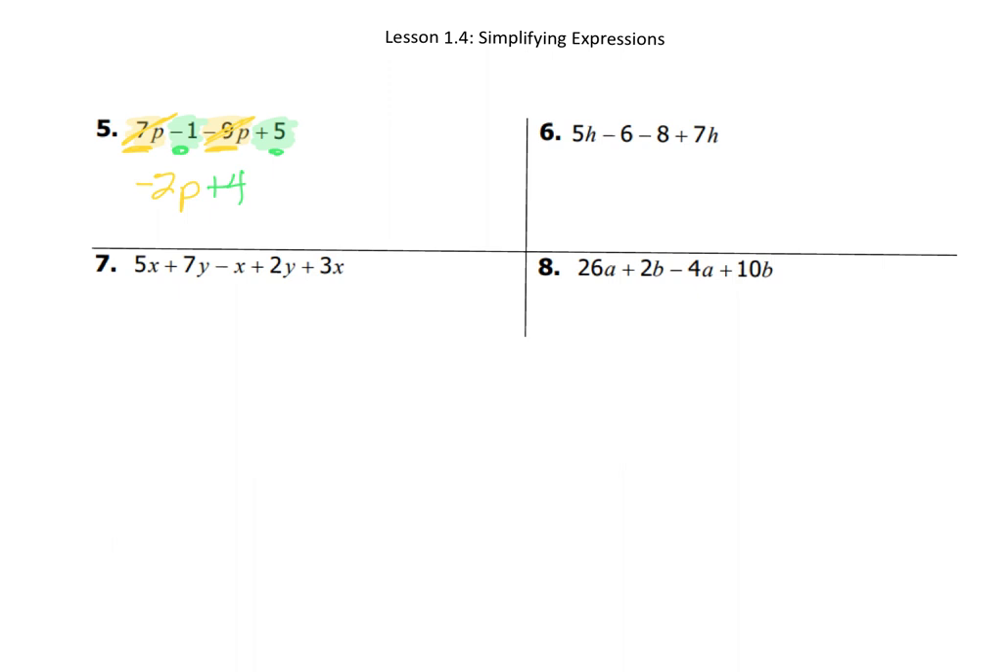And again, I cannot put this together and say 2p. This right here, negative 2p plus 4, is the answer because a 2p or negative 2p cannot go with something that's just another number. They are not like terms.